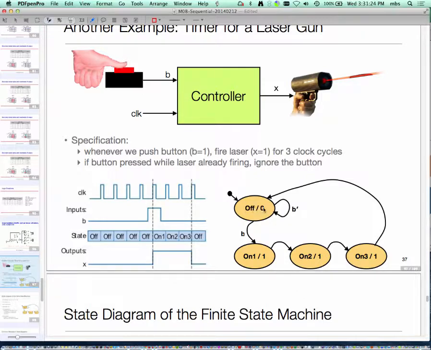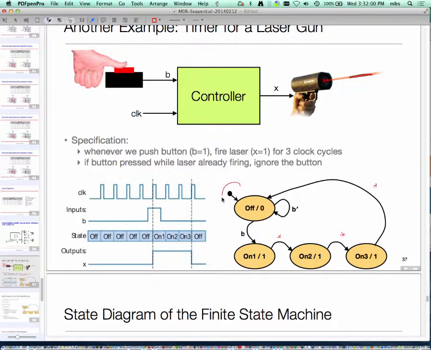So if it's off, x is 0. If it is on 1, x is 1. If it is on 2, x is 1. If it is on 3, x is 1. Now the remaining thing is to figure out the transitions. If I'm in the off state and the button is pressed, so B is high, I move to on 1. If I'm in the on 1 state, I will move to on 2 unconditionally. So it's like we have a star here. If I'm in on 2, I move to on 3 unconditionally. If I'm in on 3, I move back to off unconditionally.